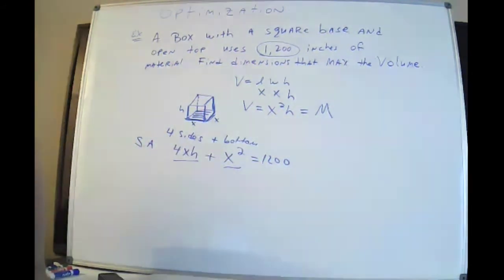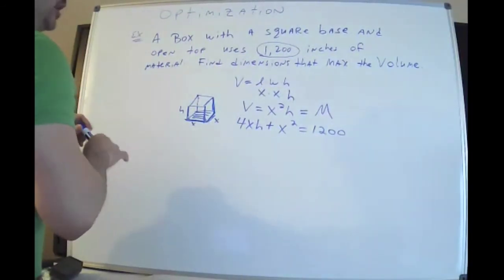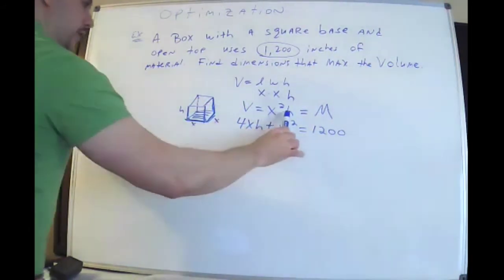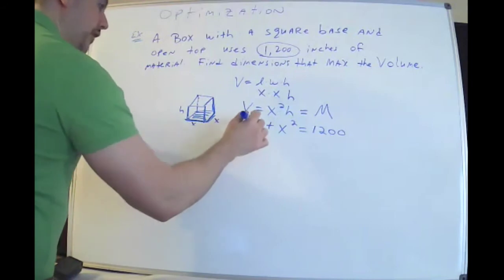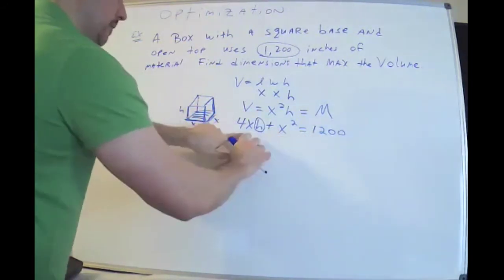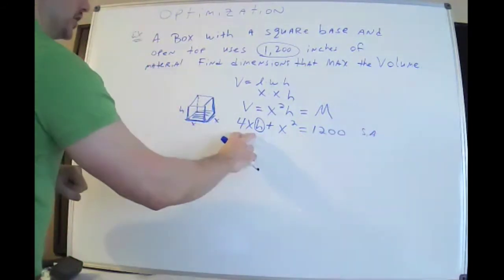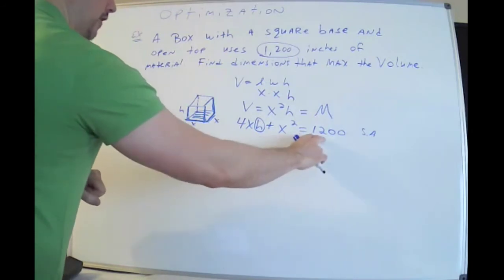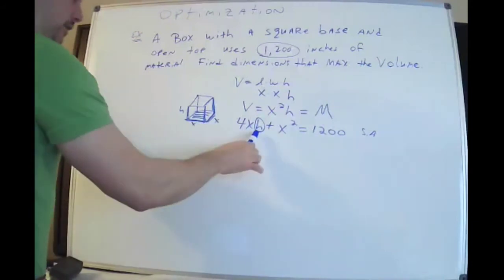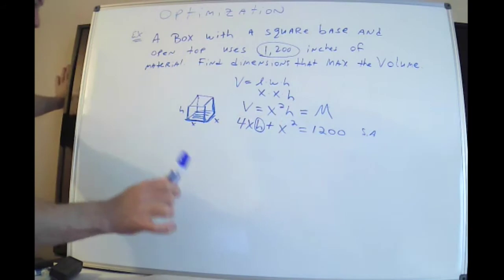Now I'm gonna pause for a second. Okay, so I neatened it up a little bit. So as I was saying to the class just now, I have to take the derivative of this, but I can't do it with two different letters. So unfortunately for me, I have to take this one. Remember, this is the surface area. This is the area of the four sides and the area of the bottom, and it's 1,200 because I was given 1,200 inches of material to build my box. I have to solve this for H and put it over here. This is not going to be fun.